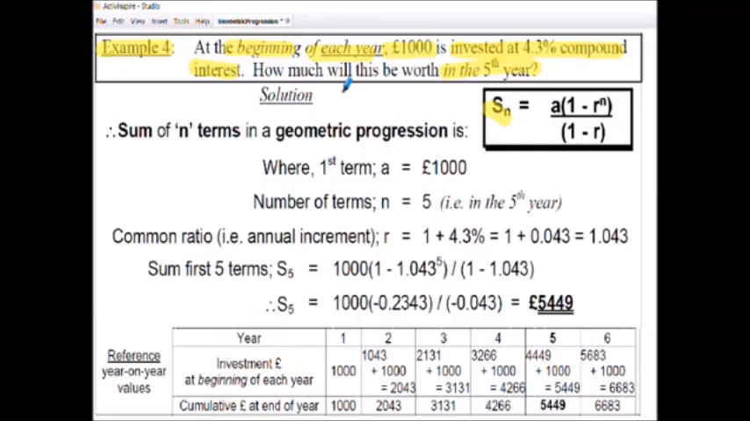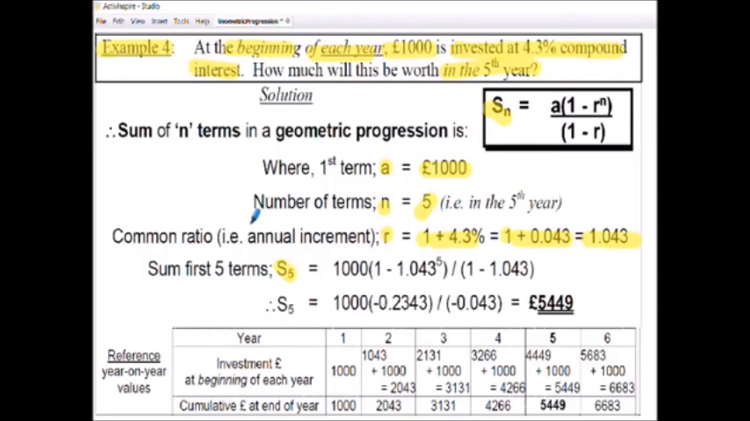So the first term in the series here would be 1,000, and the number of terms in the series will be 5 because the question says it wants the value in the 5th year. So the r ratio here will be 1 plus 4.3% because this is an investment, we've got interest added to our investment. So that will be 1 plus 0.043, so 1.043 is the r ratio here. So we're using summation here because we're adding up the value of the fund after each year. Don't forget we're adding £1,000 to it every year ourselves.